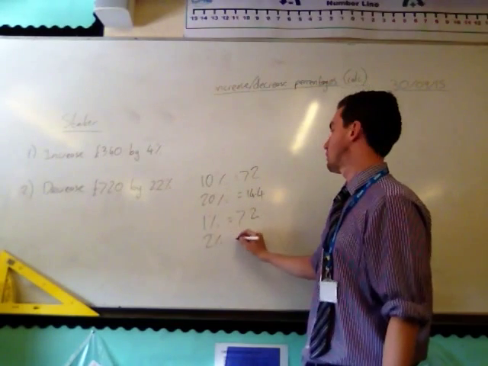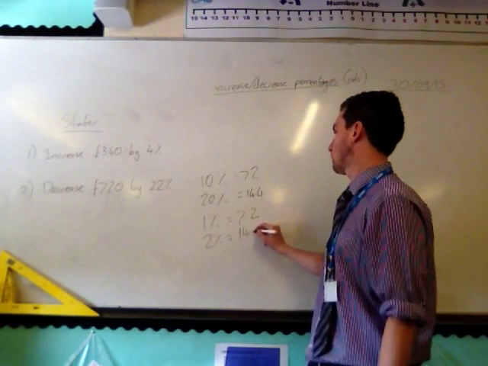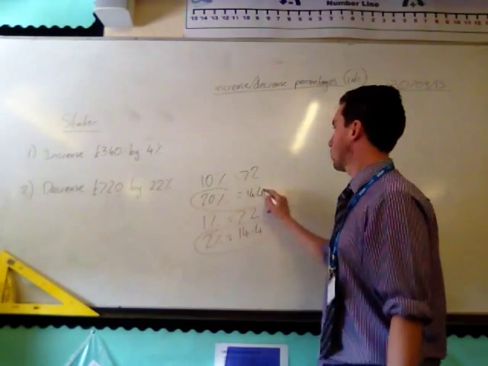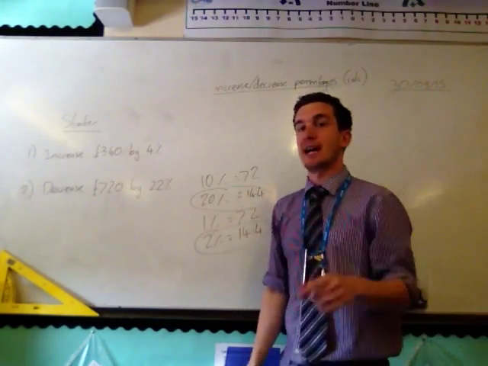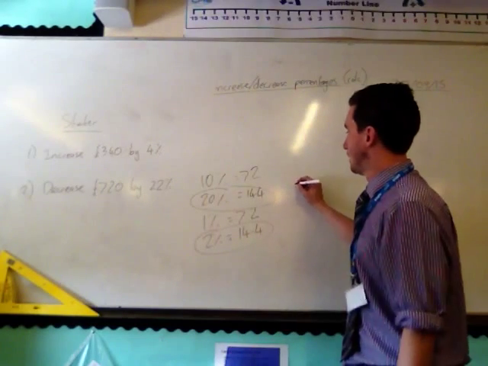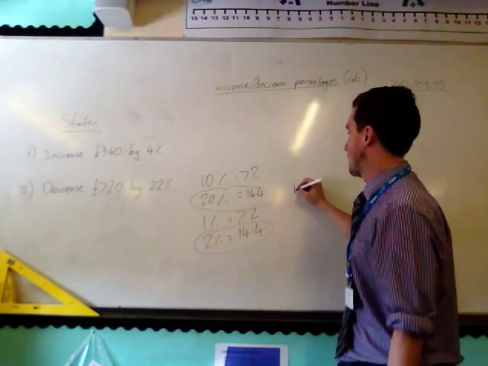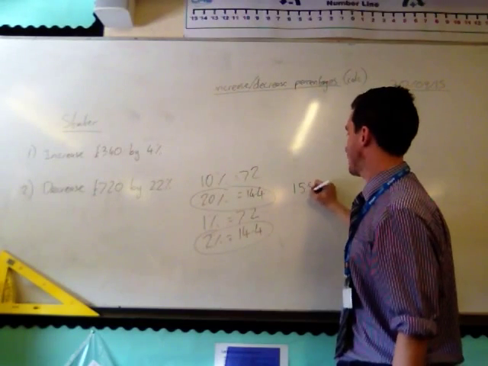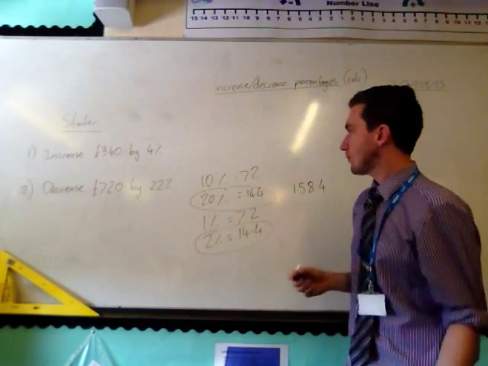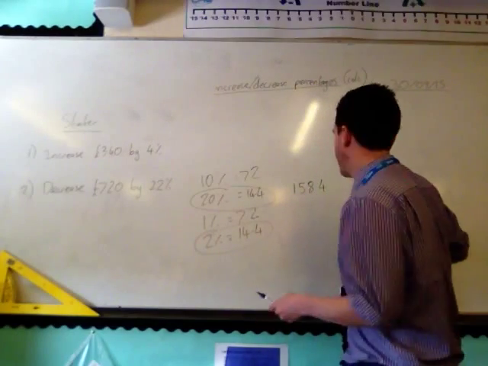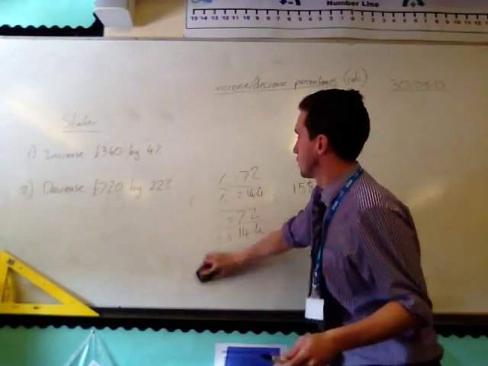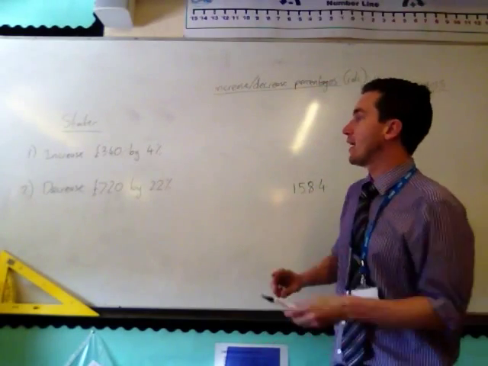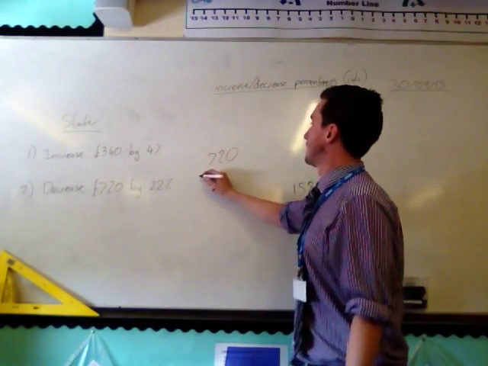And 2%, we double it, is 14.4. So I've got 2% and I've got 20%, and I'm going to add them together to make 22%. So that's going to be 158.4. So that's 22%. And then I'm going to take that away, because again, last lesson, people were forgetting this bit.